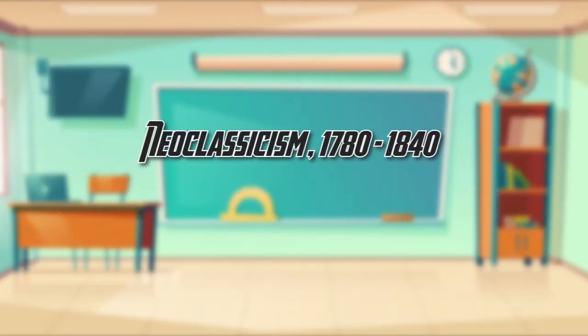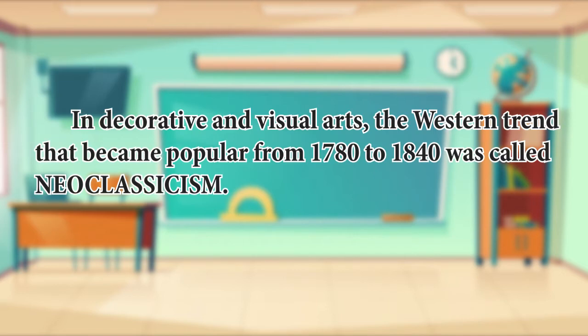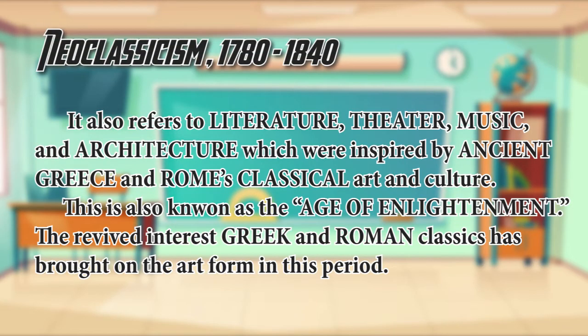Neoclassicism and Romanticism were the movements that spread in Western Europe and in the United States during the Rococo era, lasting roughly from the late 18th century to the 19th century. Neoclassicism, 1780 to 1840. In decorative and visual arts, the Western trend that became popular from 1780 to 1840 was called Neoclassicism. It also refers to literature, theater, music, and architecture, which were inspired by ancient Greece and Rome's classical art and culture. This is also known as the Age of Enlightenment.